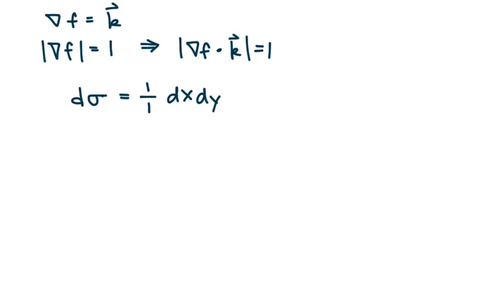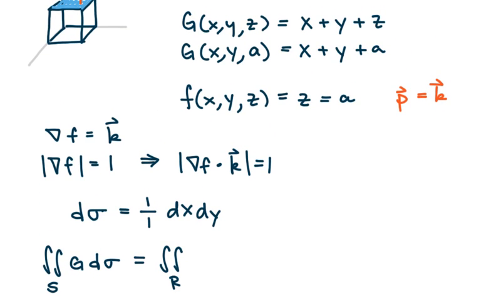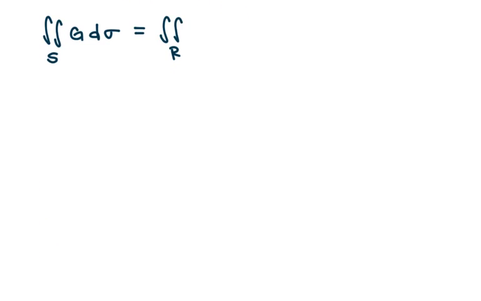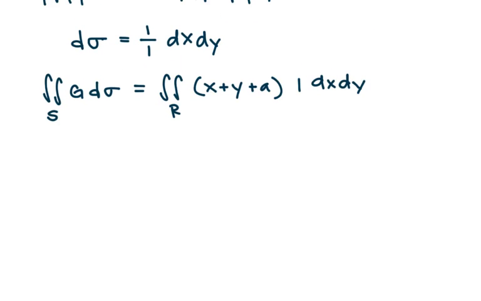So in this case, my integral setup is very, very similar. It's just that my g function is a little bit different. So that double integral over S of g d sigma is the double integral over R. My function is x plus y plus a. So I've got x plus y plus a, and then I have the 1 dx dy. That's my d sigma value. So I don't really need that 1 there.